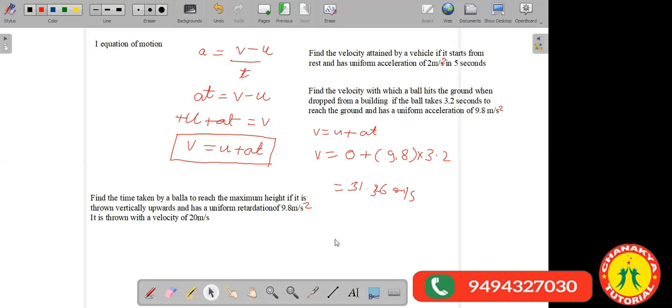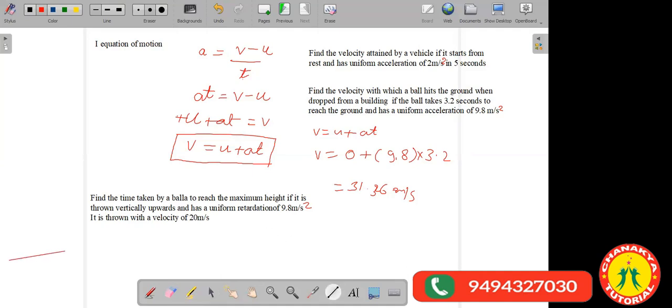So what is the answer? Sir, 2.04 seconds. Sir, I'm getting 49. Yes, sir, even I am getting 49. Okay, so it is 2.04 something.